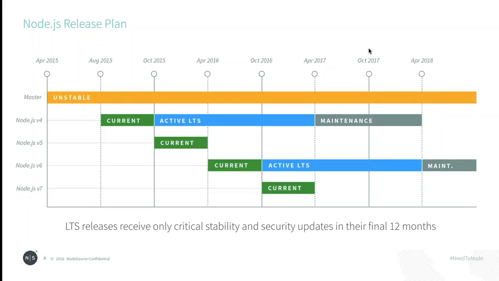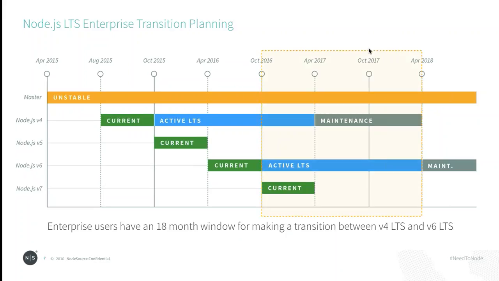We're currently calling Node version 0.10 and 0.12 in maintenance mode right now. So this is where we really slow down and say only critical stability and critical security updates go in there in the final 12 months. It's still supported, it's still secure and safe to use, but things slow right down so we can move on to other things. So considering that, if you are an LTS user, you have this migration window between LTS versions.